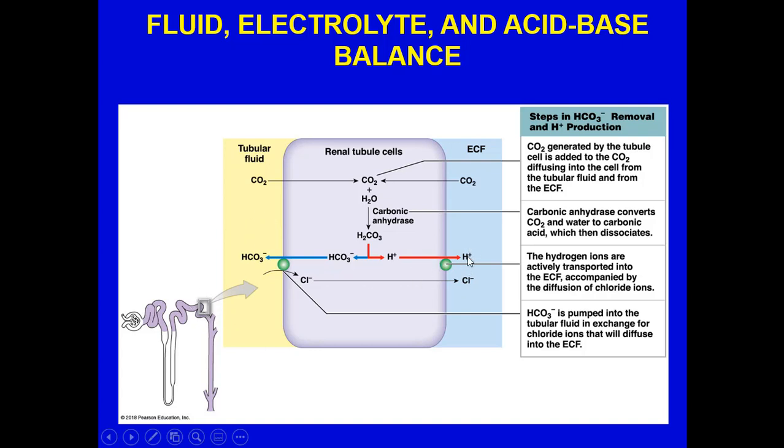Let's kick out the hydrogens, keep the hydrogens here. We're going to take CO2 out of the tubular fluid. We're going to basically make the carbonic acid. It's going to dissociate. You're going to excrete the bicarbonate, but you're going to keep the hydrogen ions. And they're going to be transported out, usually accompanied by the diffusion of chloride ions. This is going to start bringing the ECF back into the normal range. So it's going to go below the 7.45, okay?